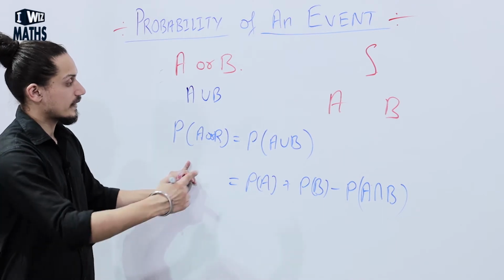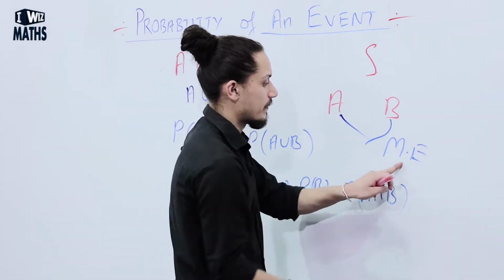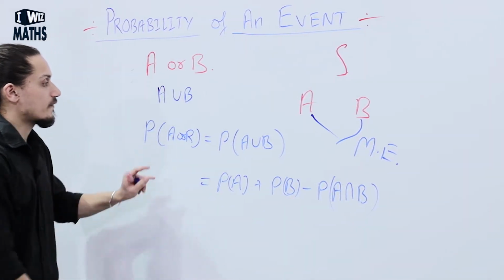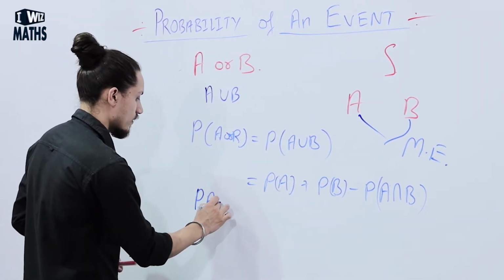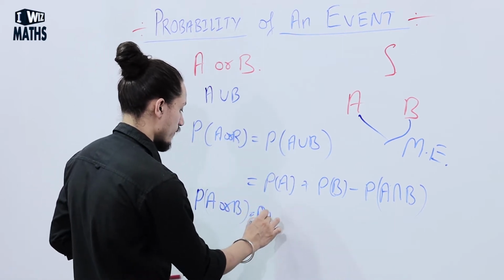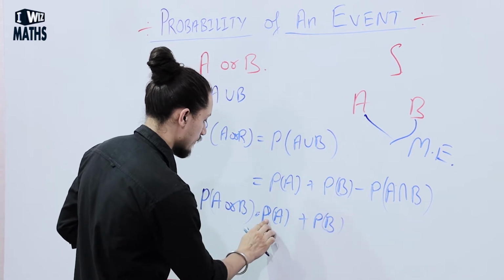But in case A and B are mutually exclusive, ME, we use this notation to write mutually exclusive. So if A and B are mutually exclusive events, in that case the probability of A or B becomes the probability of A plus the probability of B.